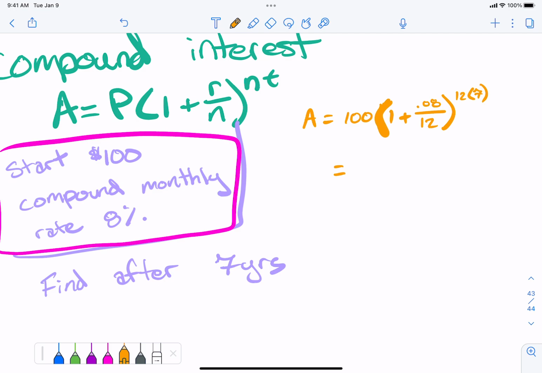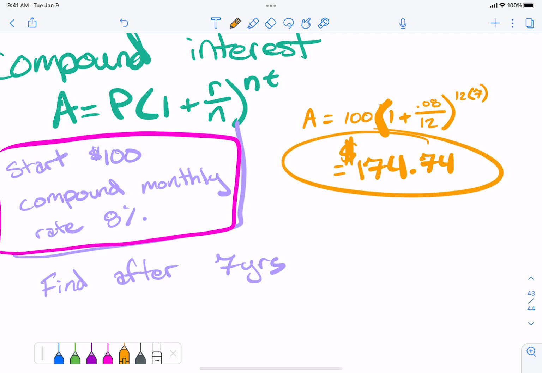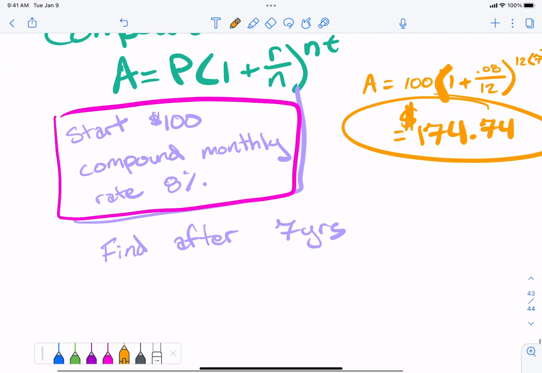I accidentally started by putting 8%. Make sure when we're dealing with money, you go out 2 decimal places. I put 7 in for the time. This one's really nice because you're just solving for A. You don't have to use logs. Can we just solve for A every time? That's so much easier.